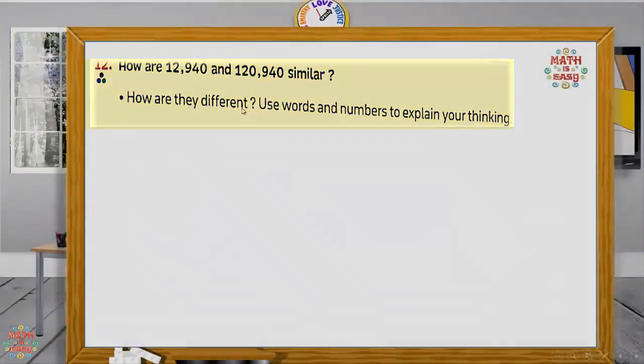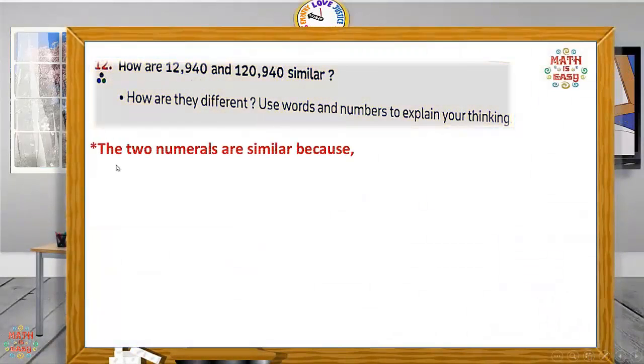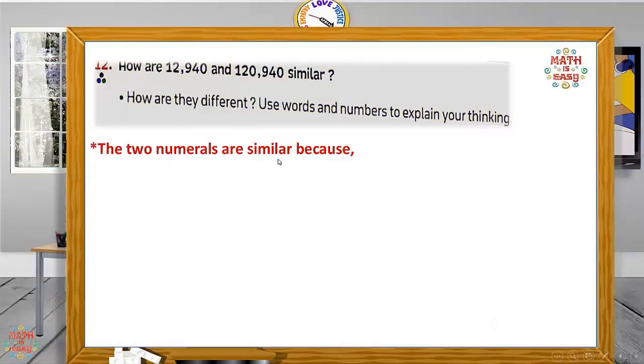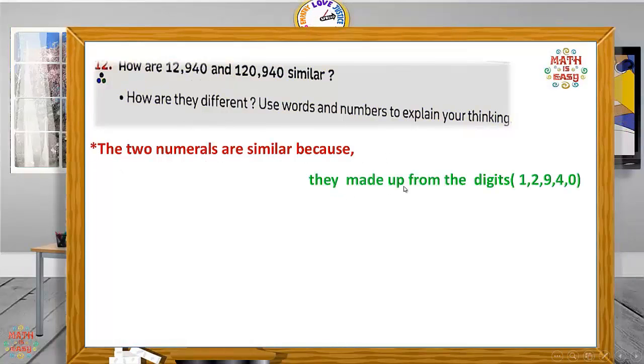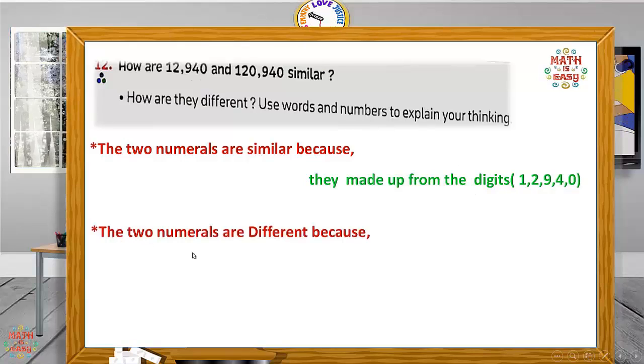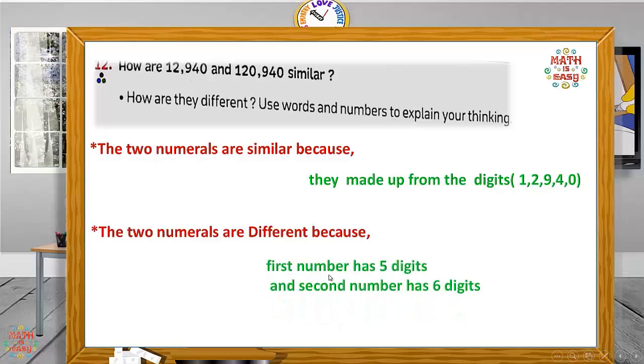So if you want to answer this question, you can say the two numerals are similar because they are made up of the digits 1, 2, 9, 4, 0. The two numerals are different because the first numeral has 5 digits, but the second one has 6 digits.